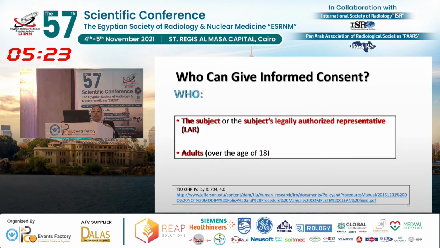Who is going to give the consent? The subject, if he is a competent adult over the age of 18 and has the mental capacity. Till now it is the age of 18, but we now have Law Number 214 of the year 2020 on clinical trials and research on human beings, and in the executive regulations we are going to raise the age of consent to 21.